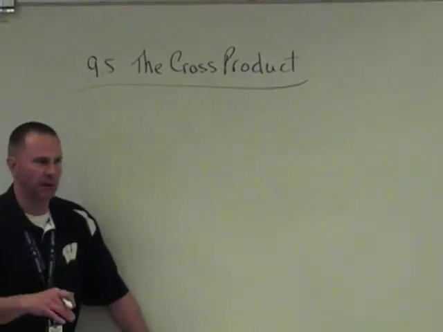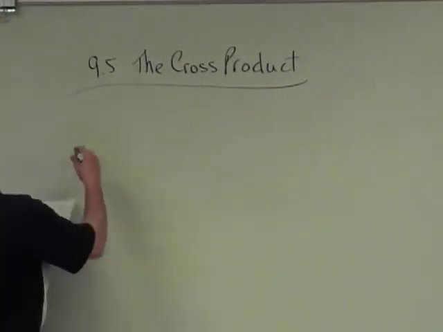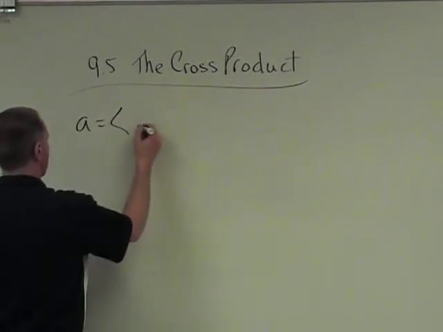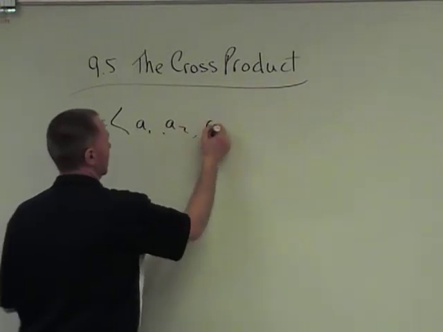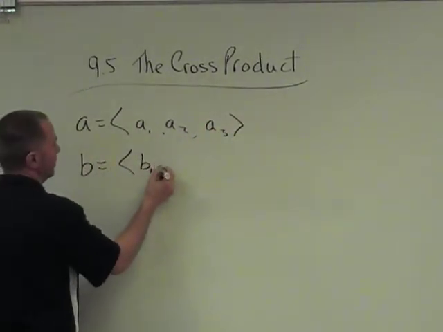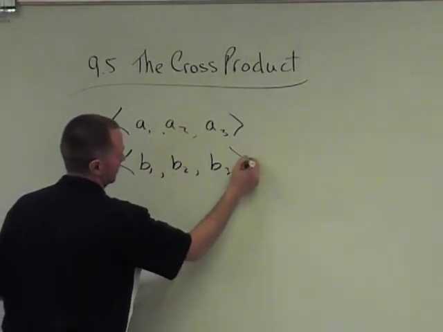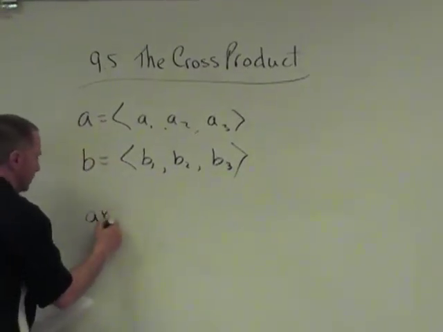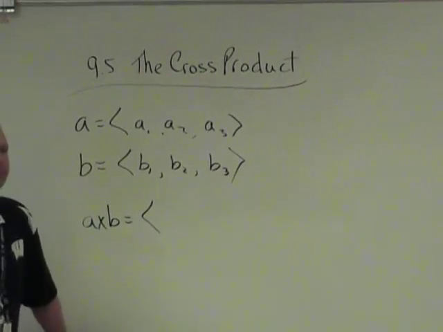I'm going to show you 3 different ways. Each way gets easier and easier. You decide how you want to do it. So given a vector a, a sub 1, a sub 2, and a sub 3, and a vector b, b sub 1, b sub 2, and b sub 3, the cross product gives you a vector.